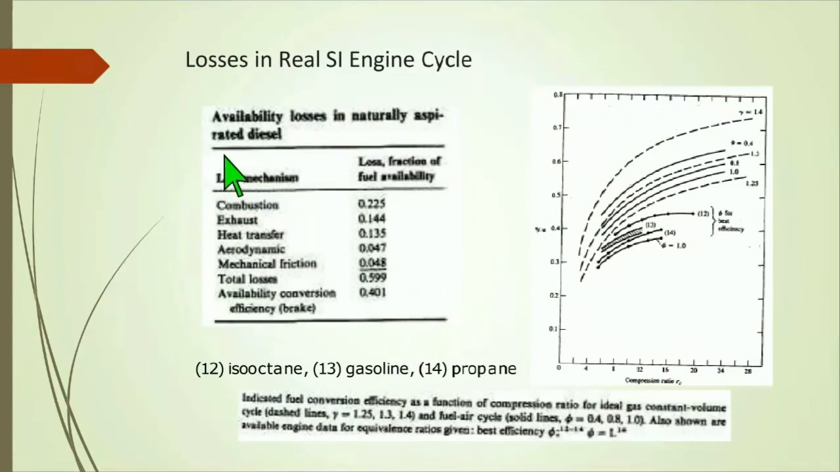There is a table of availability losses in a naturally aspirated diesel. There are some loss mechanisms and loss fractions of fuel availability, so some data are available there. There is a graph: injected fuel conversion efficiency as a function of compression ratio for the ideal gas constant volume cycle, the dashed lines, and fuel-air cycles, the solid lines. Also shown are available engine data for the equivalence ratio given. So that's it.